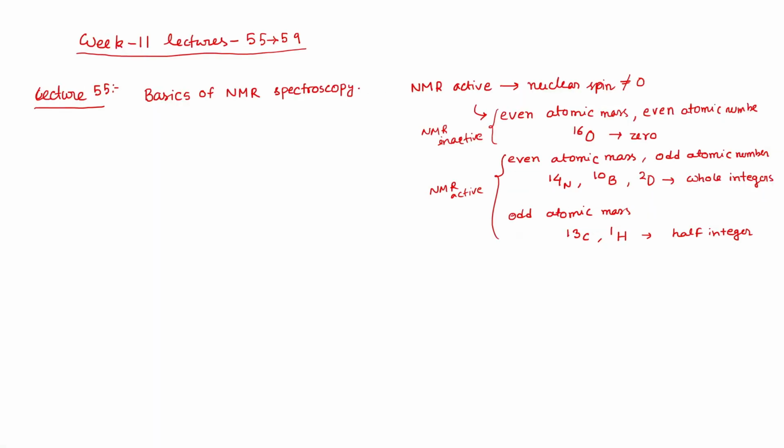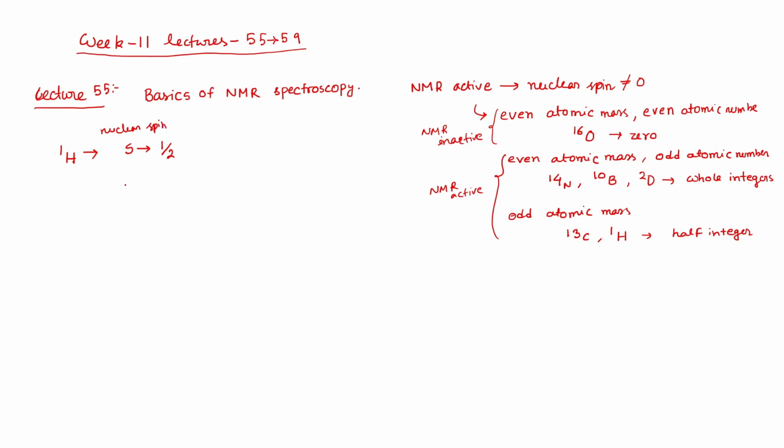So there should be some interaction energy between them. So what is happening? You have some nucleus spin. Think about proton, 1H. So let us think about 1H. What is the spin? Spin is half, S, right? This is nucleus spin, not the electronic spin. Nucleus spin is half.